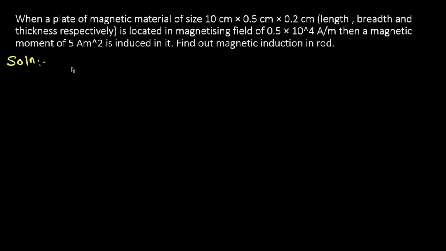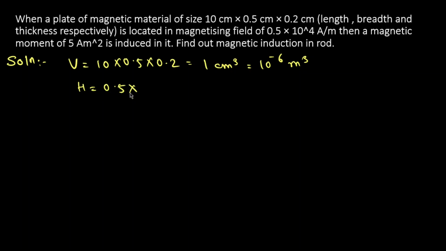So solution, let's find out first of all the volume of this magnetic material. So volume will be 10 into 0.5 into 0.2, which will be equal to 1 centimeter cube. Now we know 1 centimeter cube is 10 raised to minus 6 meter cube. So the volume will come out to be 10 raised to minus 6 meter cube. And the magnetizing field is given to us as H equal to 0.5 into 10 raised to 4 ampere per meter. Also the magnetic moment is given to us as small m 5 ampere meter square. We need to calculate the value of B.